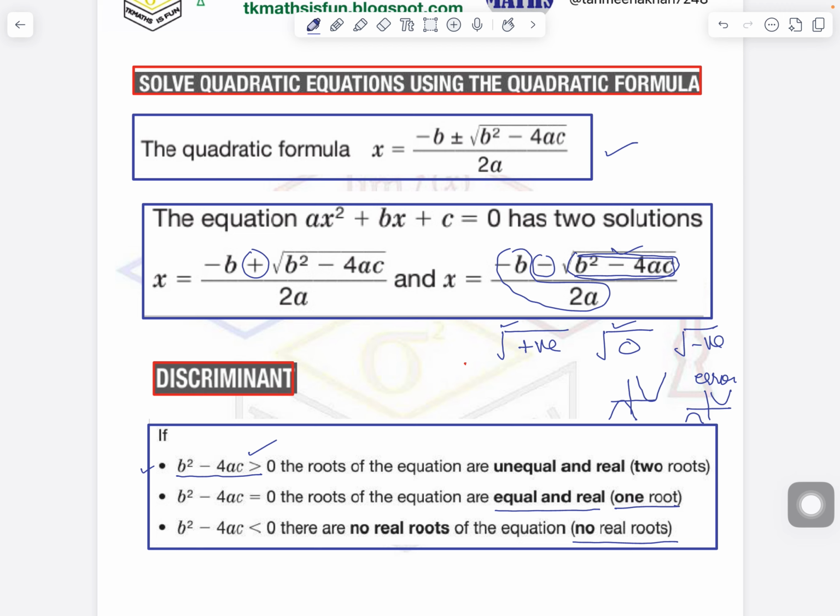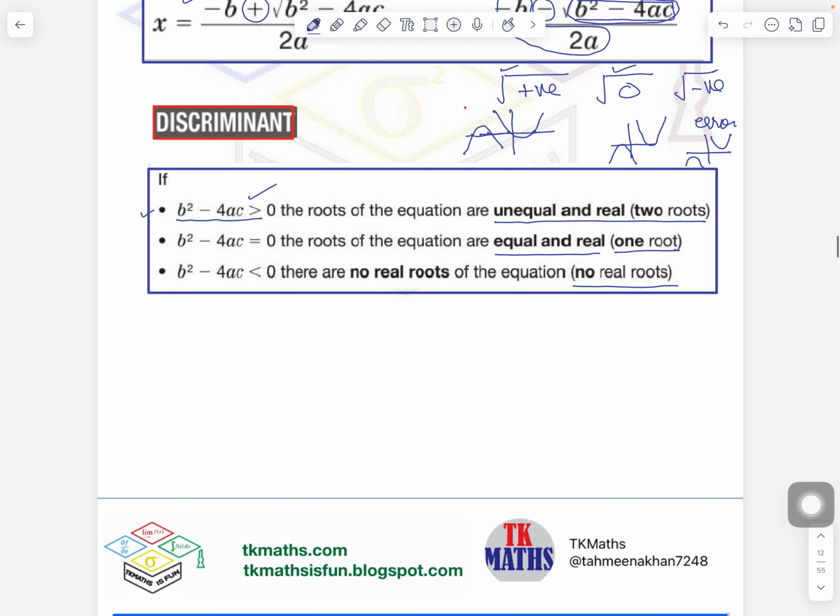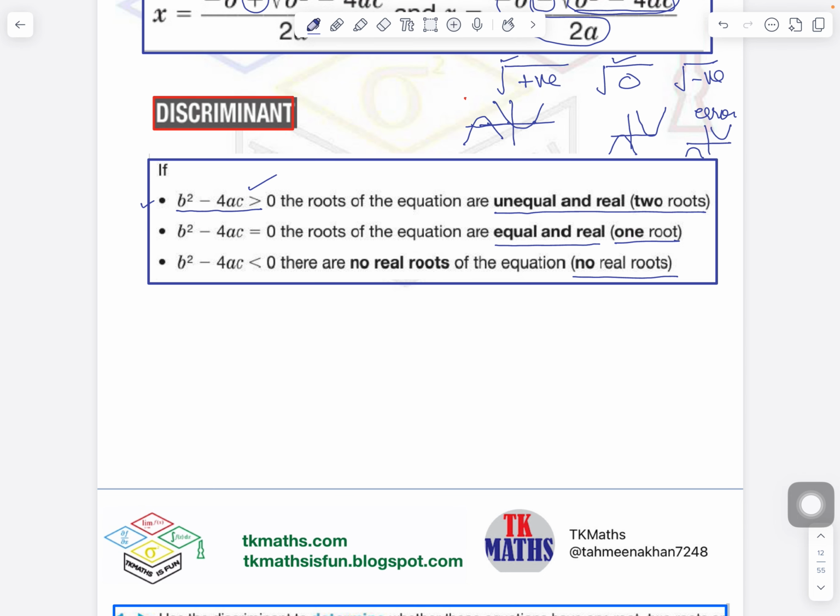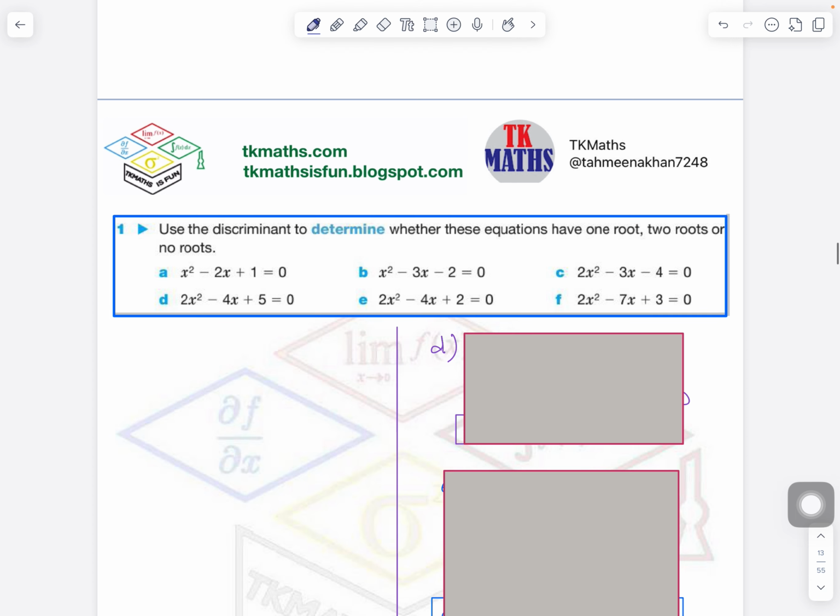But when you have b square minus 4ac greater than 0, meaning positive, then you have to solve the equation for the plus value and for the minus value. So it is called two unequal real roots. In that case, graphically, the curve will pass through two points on the x-axis. So we will see this concept. Remember these three conditions of b square minus 4ac.